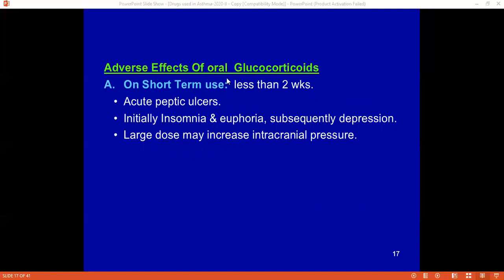Adverse effects of oral glucocorticoids. We have adverse effects on short-term use and on long-term use. On short-term use, like less than 2 weeks, acute peptic ulcers can occur. Initially, insomnia, euphoria, and subsequently depression may occur. Large doses may increase the intracranial pressure. These are the adverse effects on short-term use.